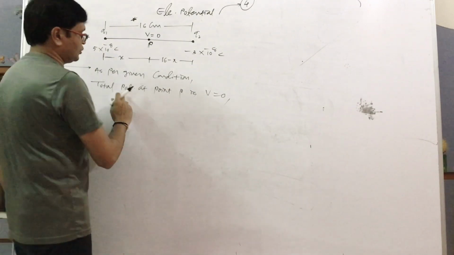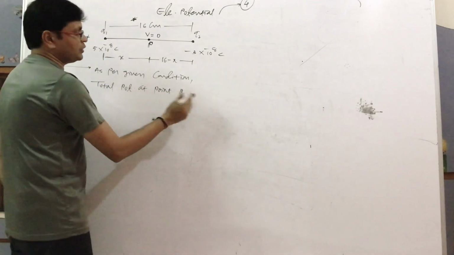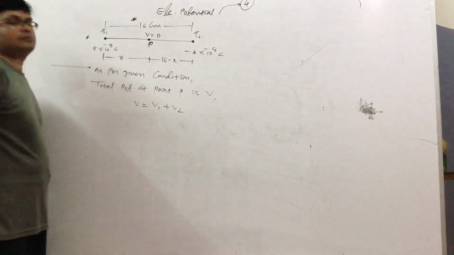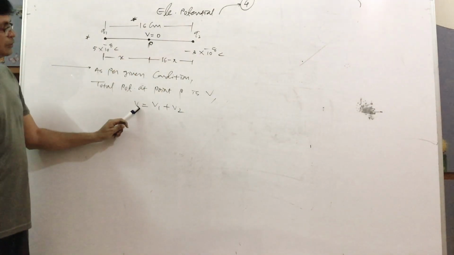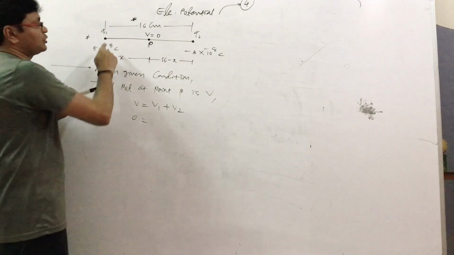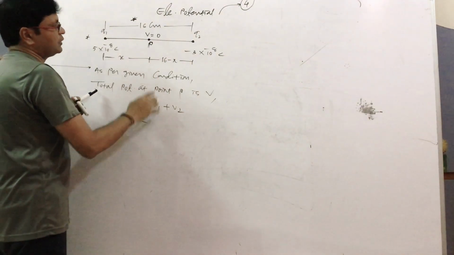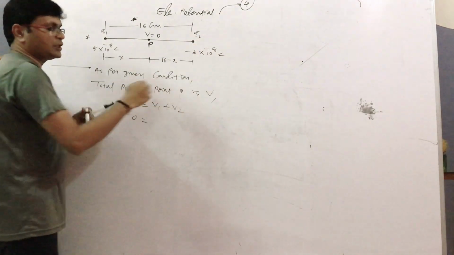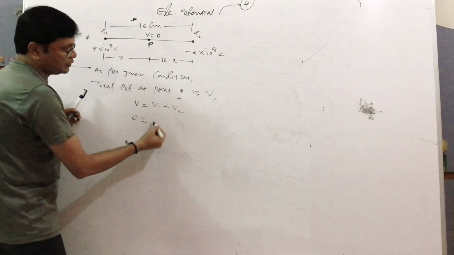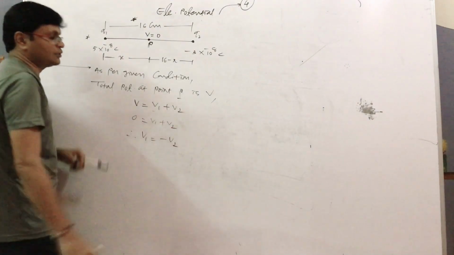But what is the total potential? The total potential at point P is suppose V. So I can write V is equal to V1 plus V2. V is the total potential, here 0. But here the potential is mainly produced due to these two charges, Q1 and Q2. Let the potential at point P because of charge Q1 be V1, and the potential at point P because of charge Q2 be V2. But the total potential at point P is 0. So V1 plus V2 equals 0, so I can write V1 is equal to minus V2.